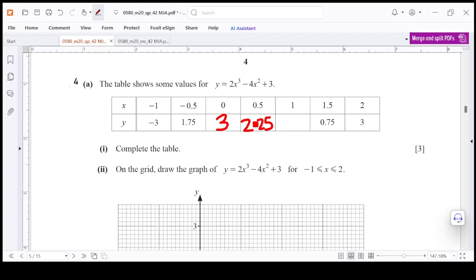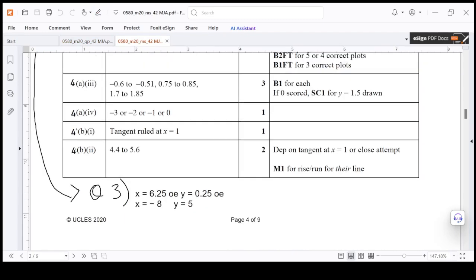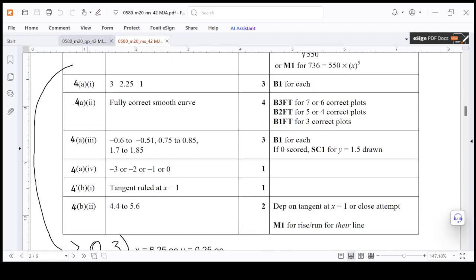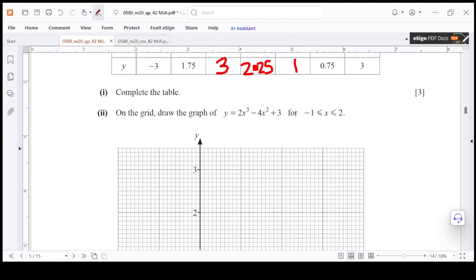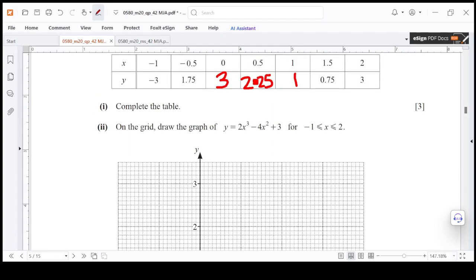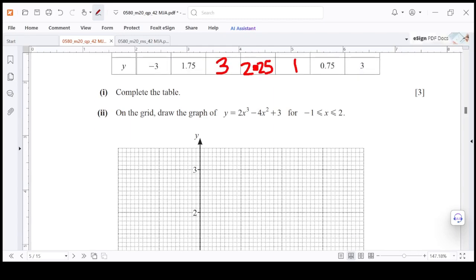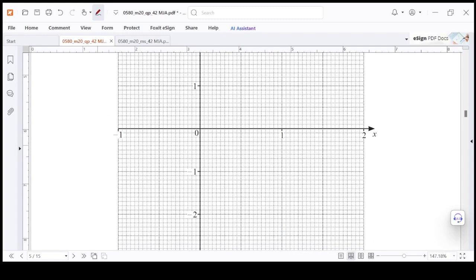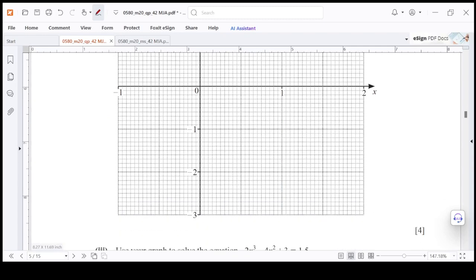And now I'm going to clear 0.5 and replace it with 1, which is giving 1. Let's check. So for question number 4, we have 3, 2.25 and 1, which is correct. Okay, complete the table, done. On the grid, draw the graph. Okay, so minus 1, minus 3 is the first value. Minus 1, minus 3 would be here. Okay, I'm going to finish making this and then I'll resume recording.